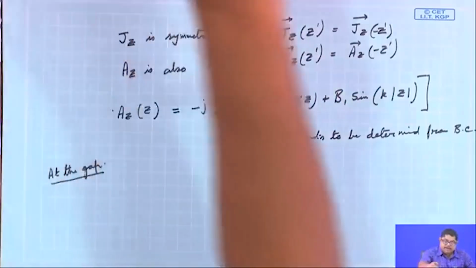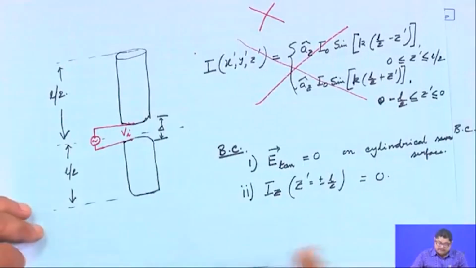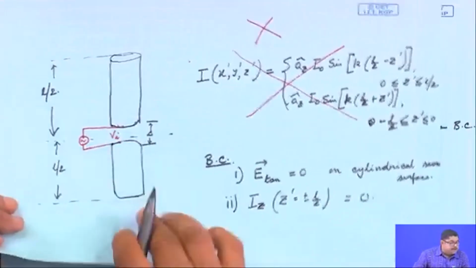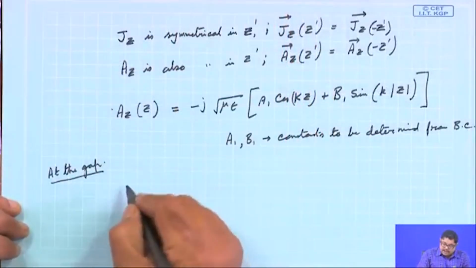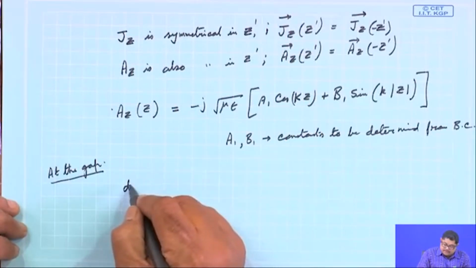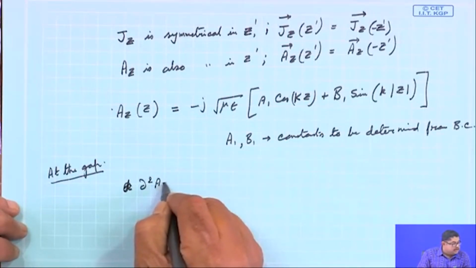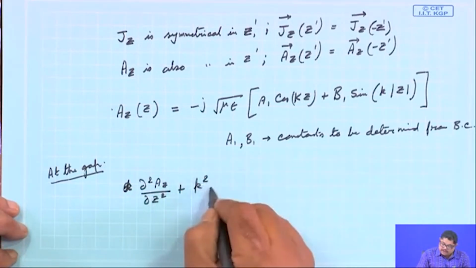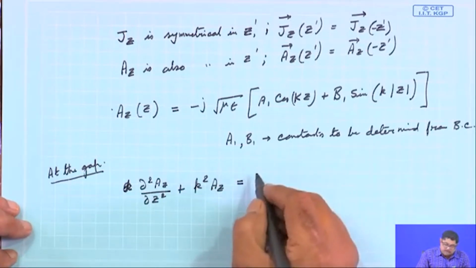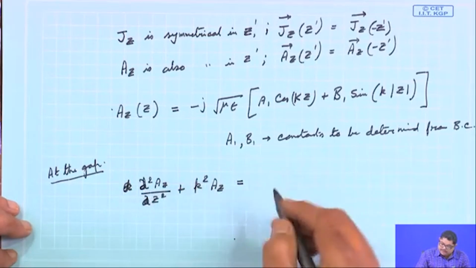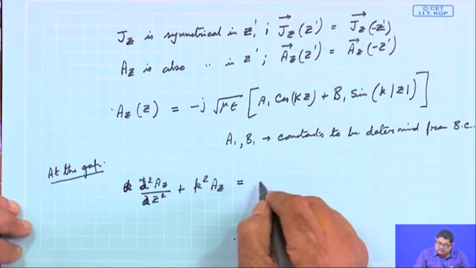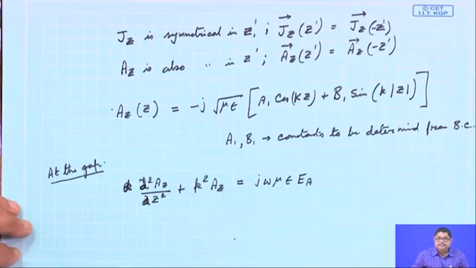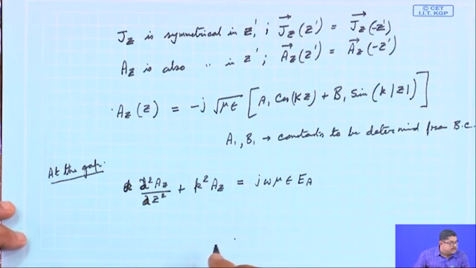At the gap, let me see, this is the structure. So, at the gap, the applied voltage is Vi. There we can write the differential equation: del square Az by del z square plus k square Az is equal to, since there is only one component, j omega mu epsilon Ez. This is at the gap.